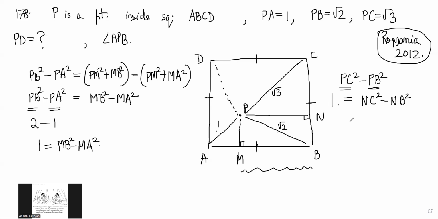Okay. So we are getting NC square minus MB square is equal to MB square minus MA square, which doesn't help us, it seems. I know that maybe this is not helping. What I thought was not working.